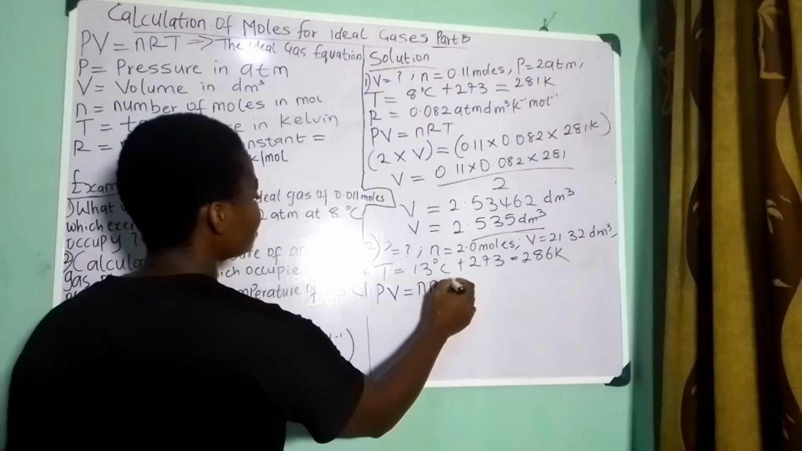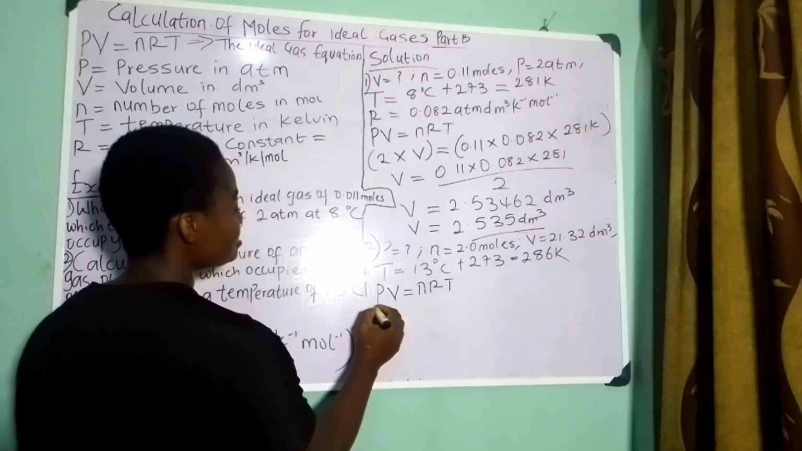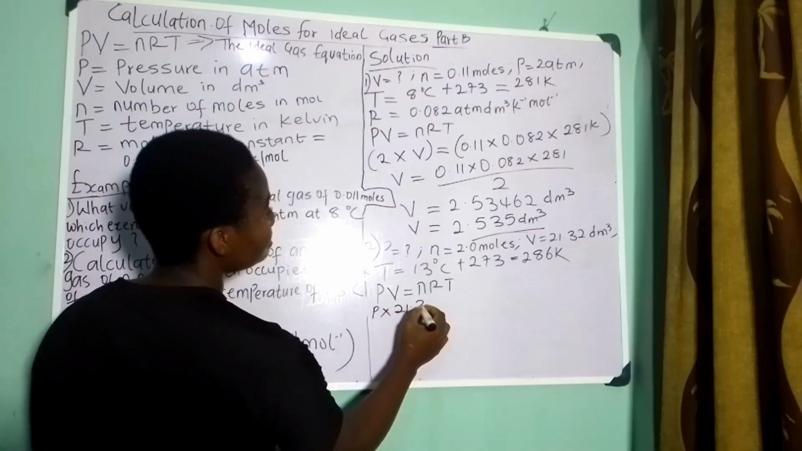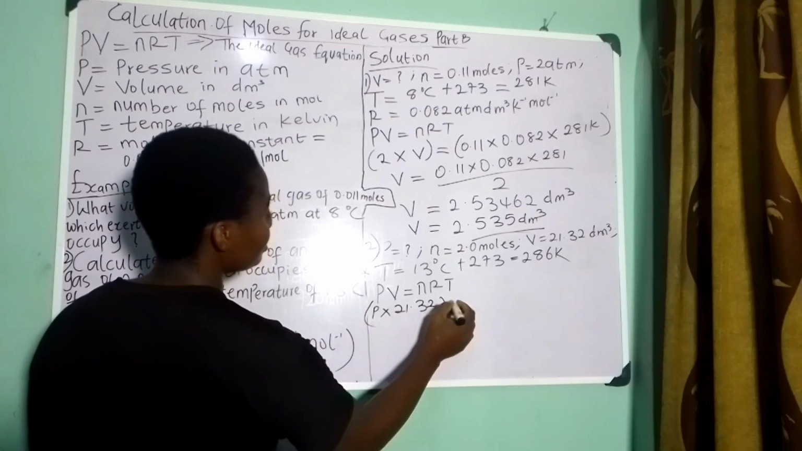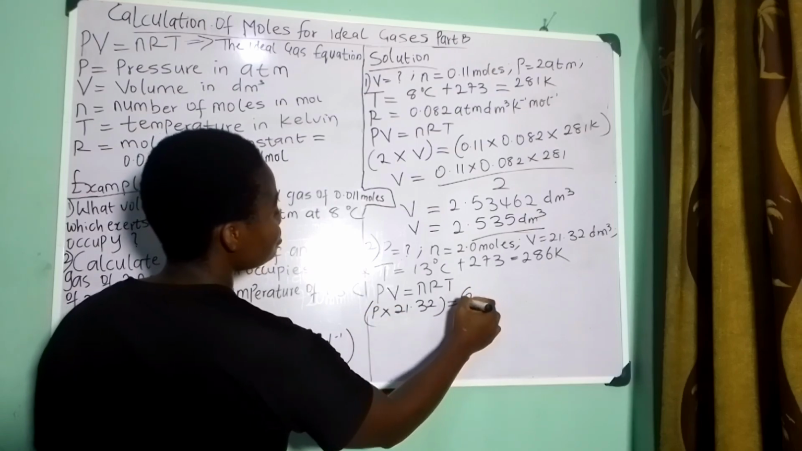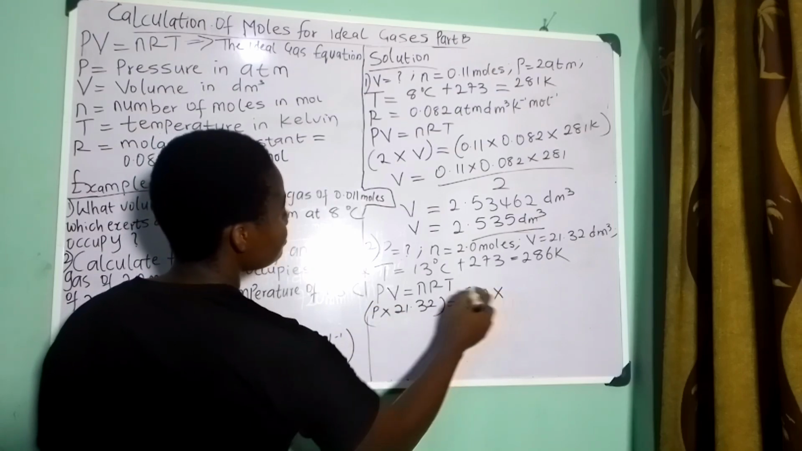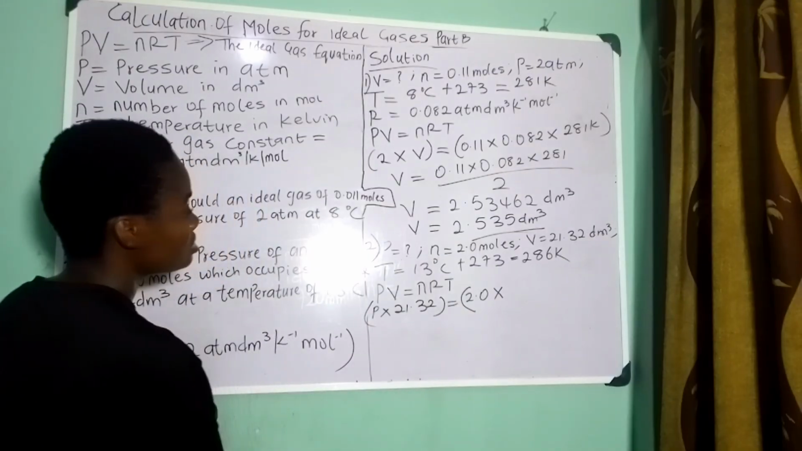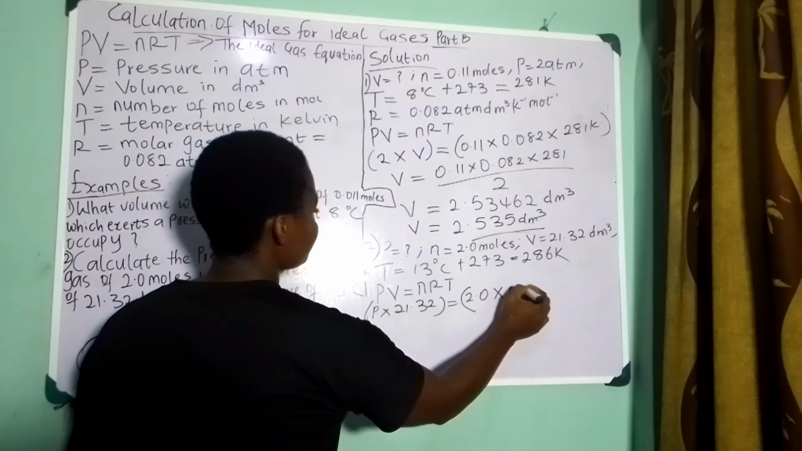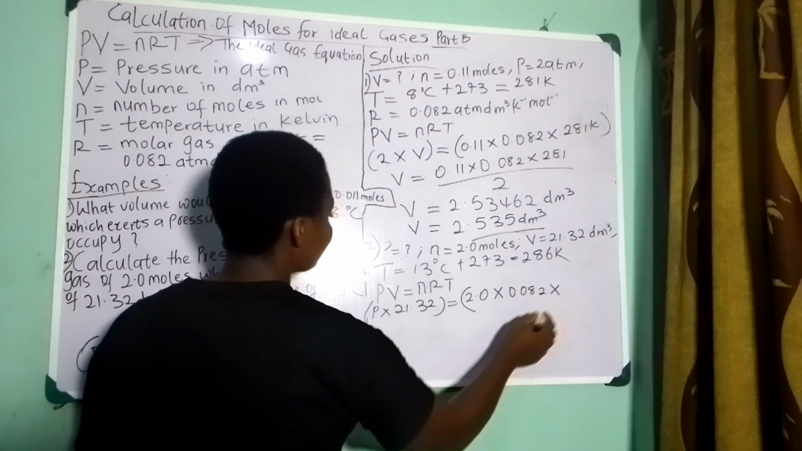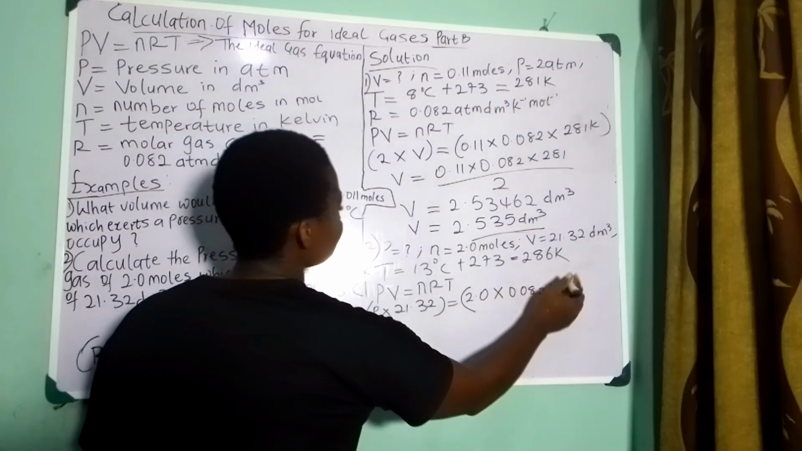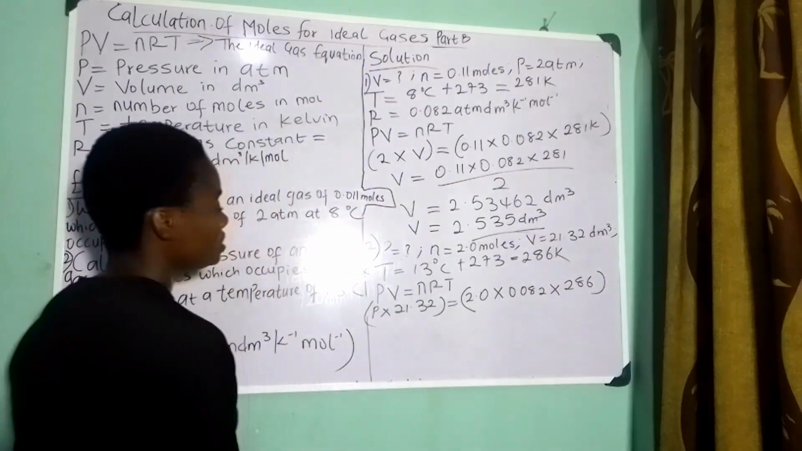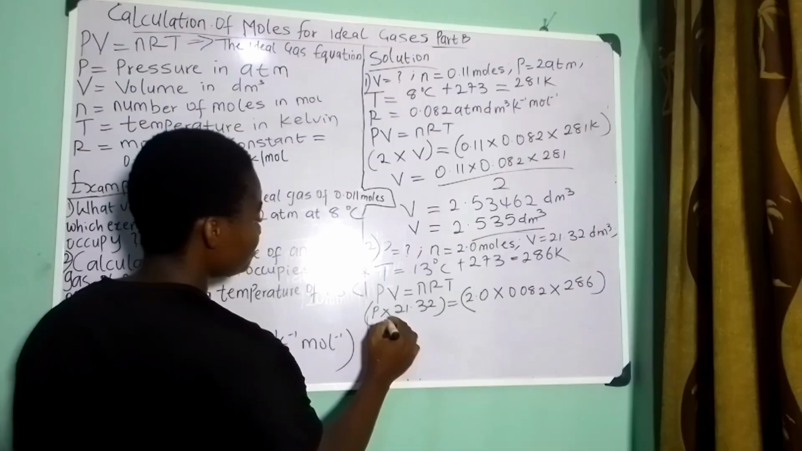Quickly, let's write down the equation and substitute. Our P is not given. Our volume is 21.32, equals what's our n? 2.0, times our R, the molar gas constant. It's always given. Please do not forget. 0.082 times our temperature, which is 286 Kelvin.